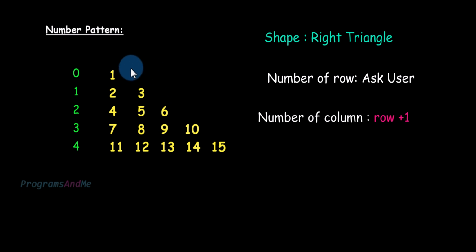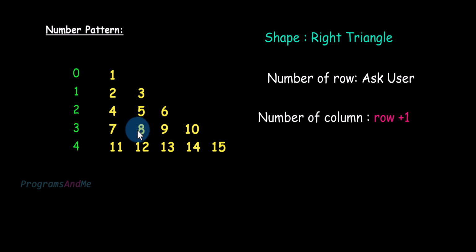And to print the numbers, we want to print numbers like this: 1, 2, 3, 4, 5, 6, 7, 8, 9, 10, 11, 12, 13, 14, 15. Our pattern starts from 1 and we need to print continuous numbers. To get the numbers, we can add 1 to the previous value. That is 1 plus 1 is 2, 2 plus 1 is 3, 3 plus 1 is 4, 4 plus 1 is 5, 5 plus 1 is 6, 6 plus 1 is 7, 7 plus 1 is 8, like that.